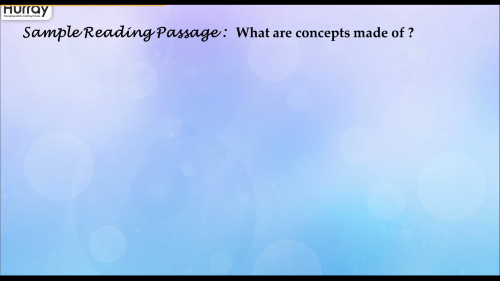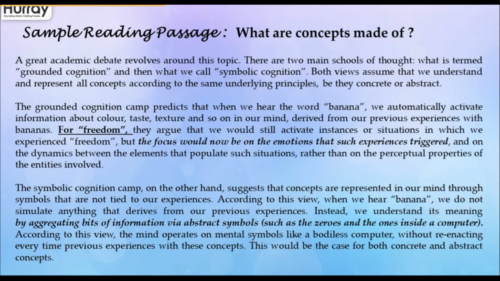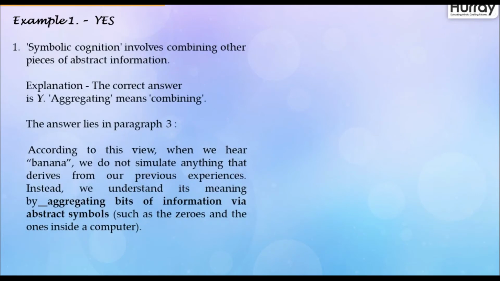Let's look at a sample passage. "What are concepts made of?" is the heading of the passage, and there is a long passage here. And let's look at the questions asked based on the given passage. The first statement says symbolic cognition involves combining other pieces of abstract information. The explanation for this is the correct answer being yes.